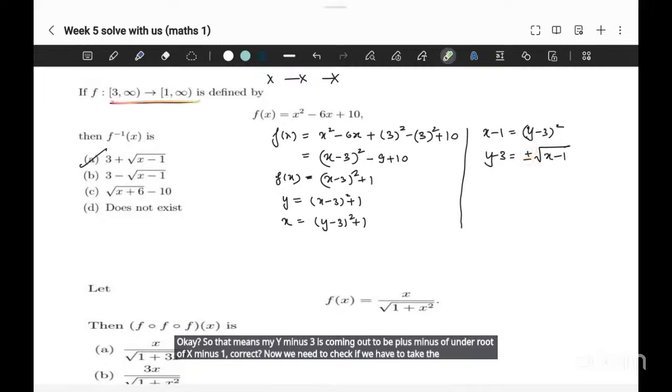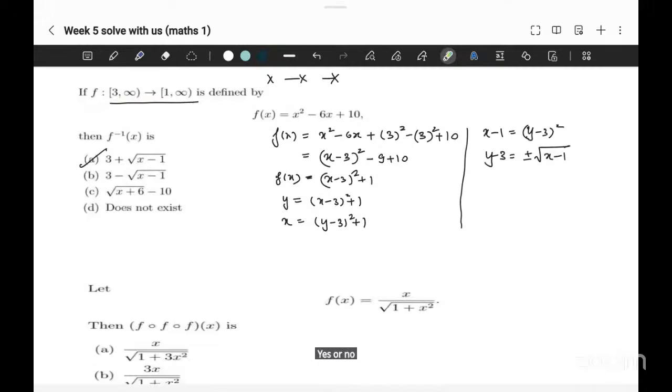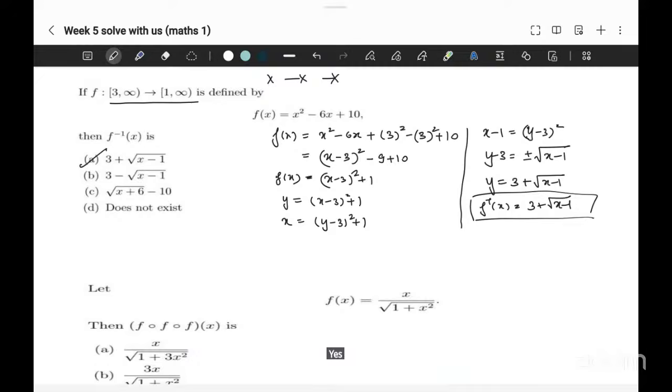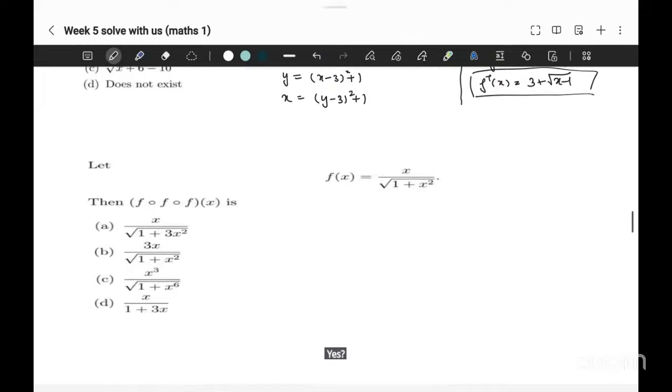Now if you see the domain, what is the domain? It is going from 3 to infinity, correct? So we will be taking the positive one. So it will be y equals 3 plus under root of x minus 1. So this is my f inverse of x, which is 3 plus under root of x minus 1. Is this question clear? Yes, ma'am. Okay. Let's move on to the next question.